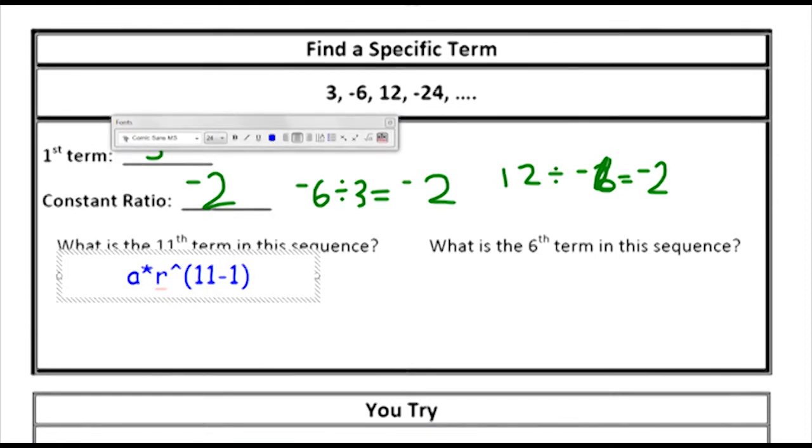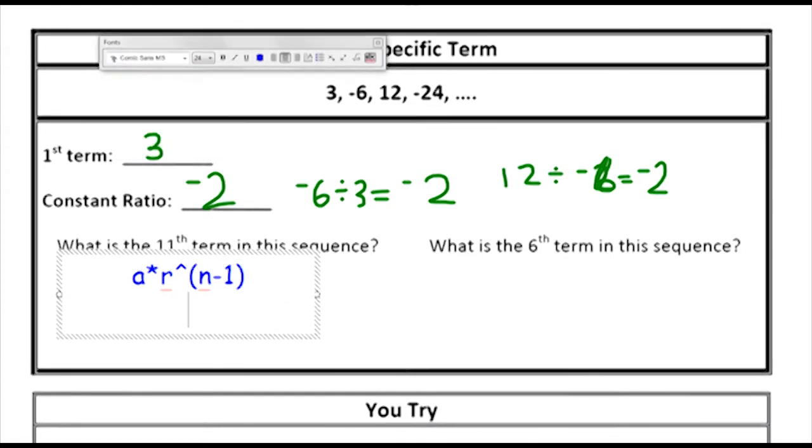Now we plug and chug. Let's type this all out. A is 3. It's our first term, 3, times R. R is our constant ratio. Now, if you look back, I did put these in parentheses in the general form on the previous page. There's a reason for that. You'll see in a second. To the n minus 1. n is the term I'm looking for, which is 11, minus 1.